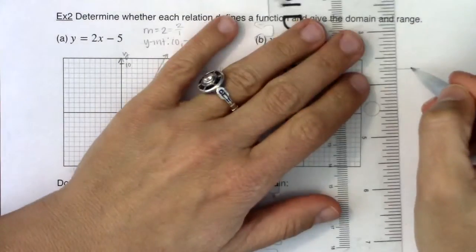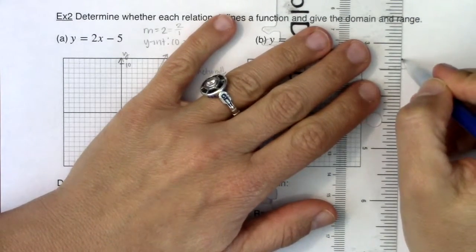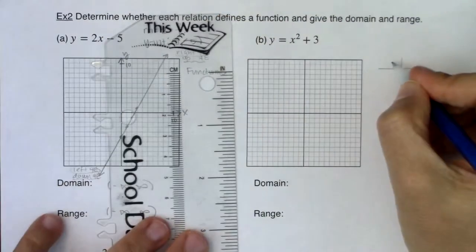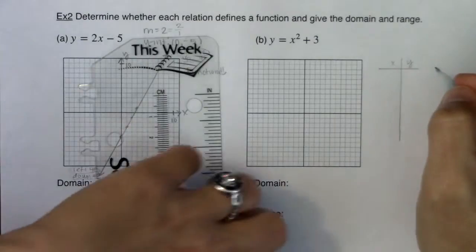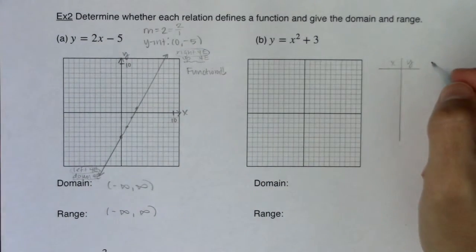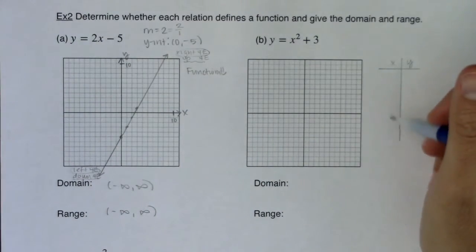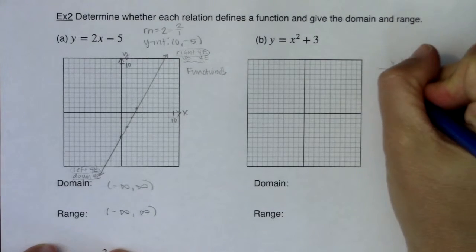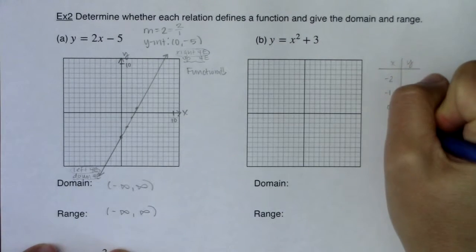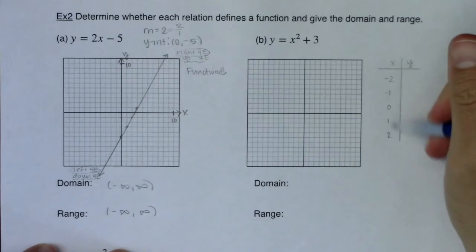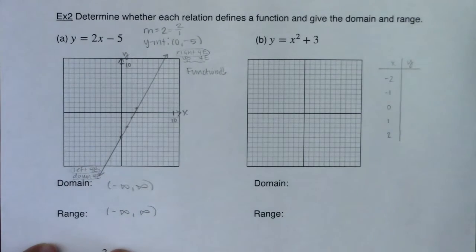And I do this frequently enough, and I'll show you what I mean by this. So put x's here, y's here. Typically, I'll pick my favorite five x values, and I usually go -2, -1, 0, 1, and 2. Since x is the independent variable, you can pick any x values you want, and these are my basic five.